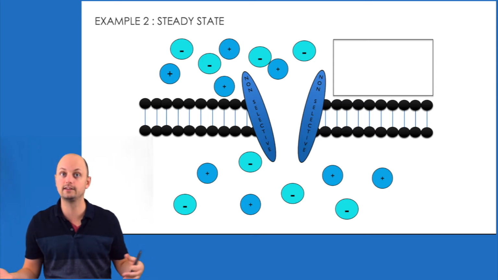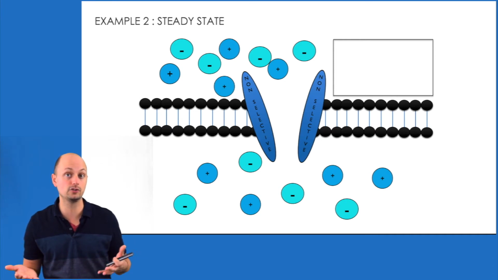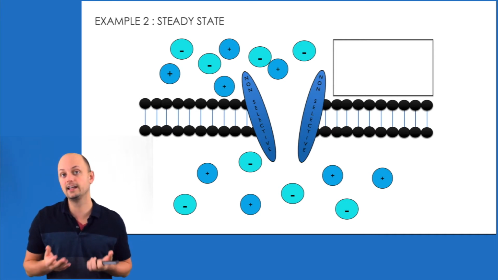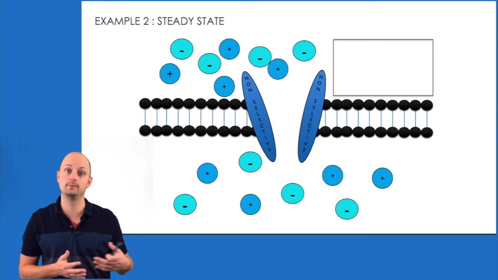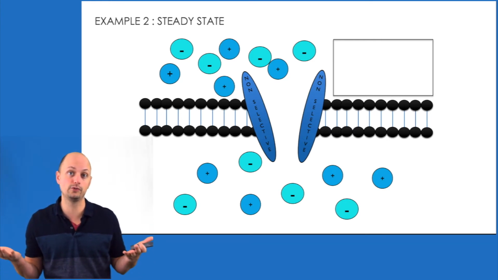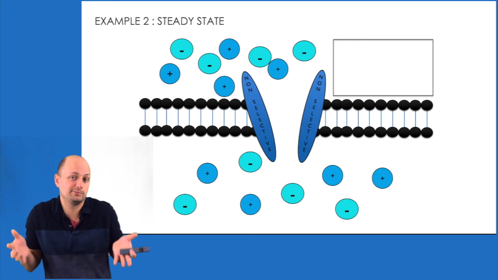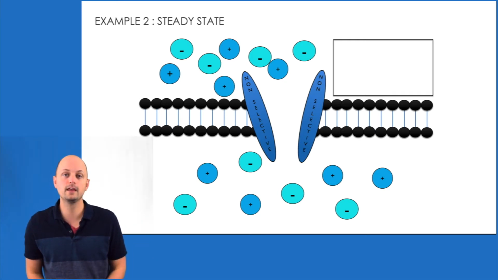Everything would be completely balanced, and that means that membrane potential wouldn't exist, and excitable tissues like nerves and muscle wouldn't be able to function properly. So this situation doesn't exist inside the body pretty much unless you're dead.